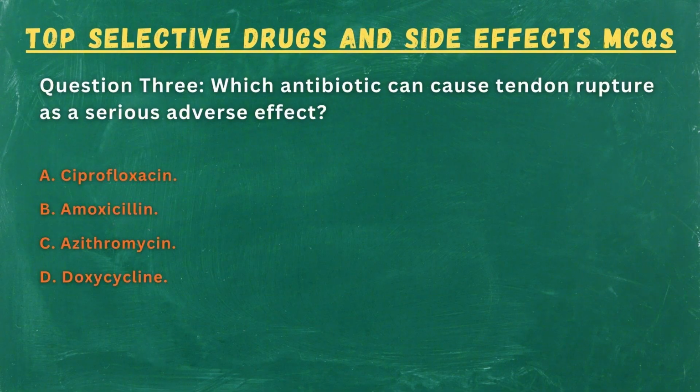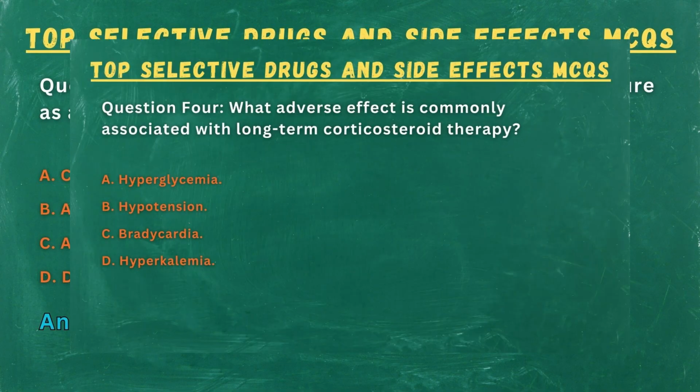Question 3. Which antibiotic can cause tendon rupture as a serious adverse effect? A. Ciprofloxacin. B. Amoxicillin. C. Azithromycin. D. Doxycycline. Answer. A. Ciprofloxacin.